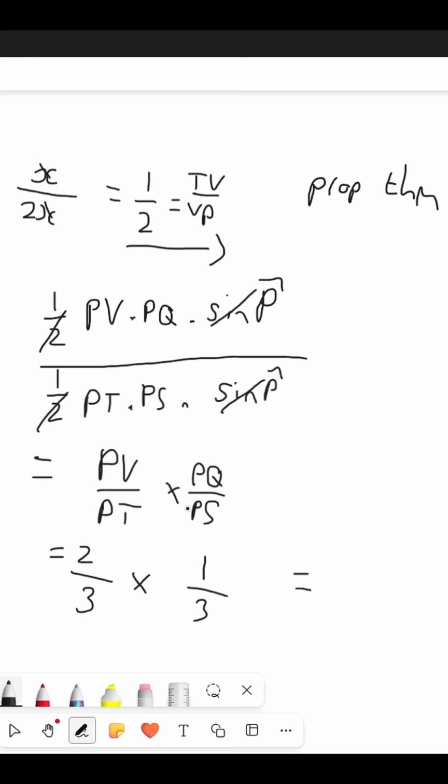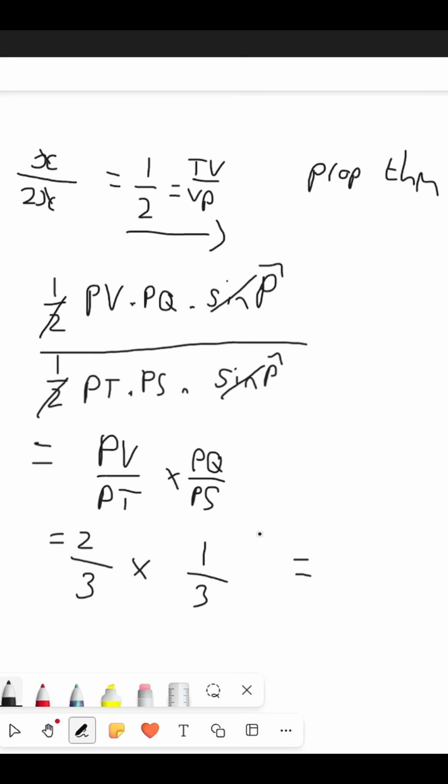So then at this stage, there were no reasons for these guys specifically. We can just times top and top and bottom, and then we'll have a final answer of 2 over 9.